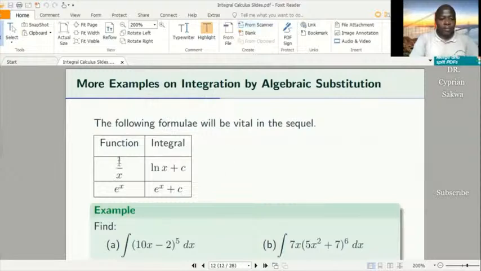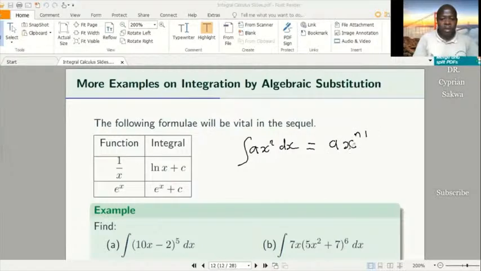Now, the first formula: you remember in our first video, we said that the rule for integrating x raised to n dx would be x, then we add 1 to the power and divide by the new power. That new power is n plus 1. Then you add the constant of integration. We said this rule will not apply when n is -1.